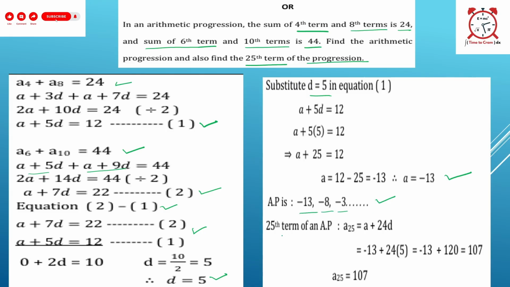Now the next required question: find the 25th term of an AP. So a25, we know, is a plus 24d. After putting the values of a and d in this formula, we will get a25 as 107. So this is the question of arithmetic progression.